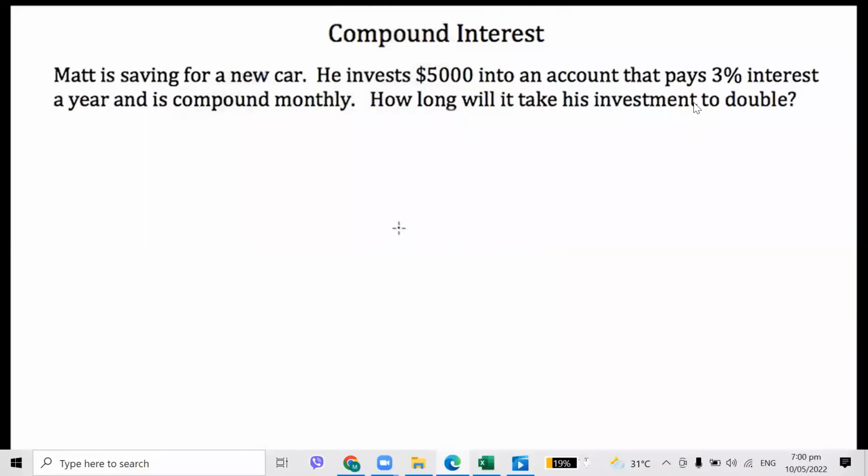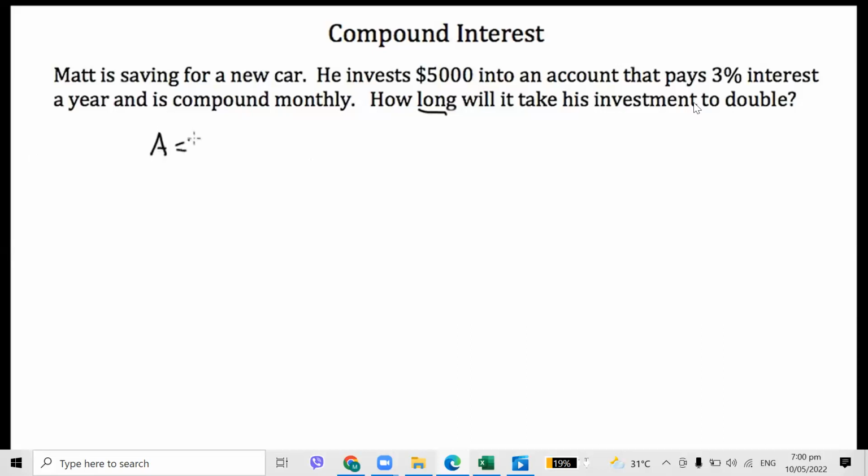So now let's try using the compound interest formula a different way. Here Matt is still saving for a new car. He's still investing $5,000, and he's still investing it into an account that pays 3% interest per year and is compounded monthly. But what we want to know now is how long will it take for his investment to double. So in this problem, we're looking for time. But that's okay, we're still going to use our compound interest formula.